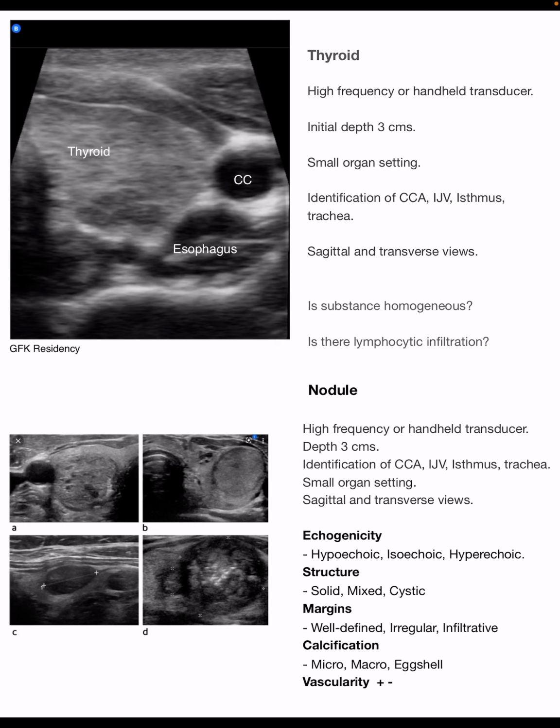Questions include: is the substance homogeneous? Is there lymphocytic infiltration?